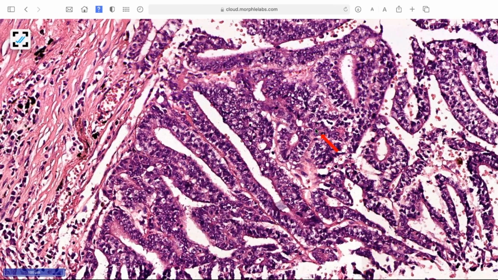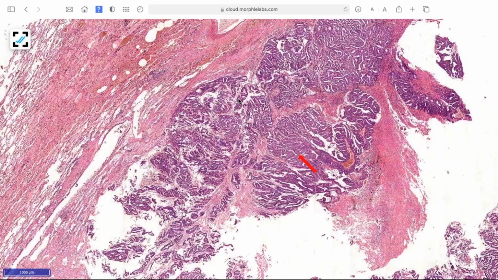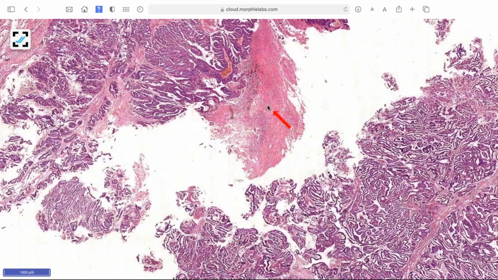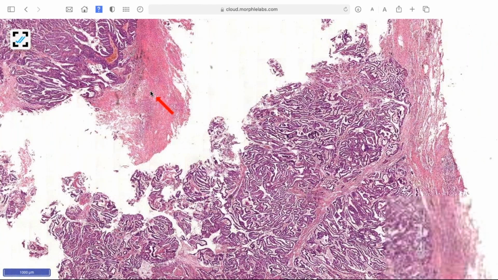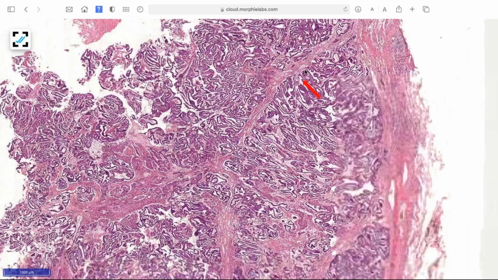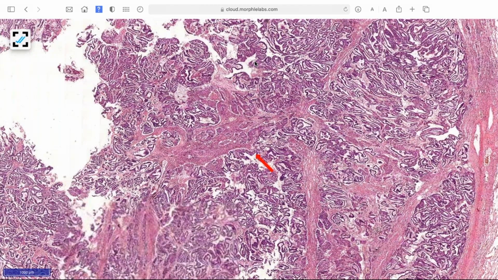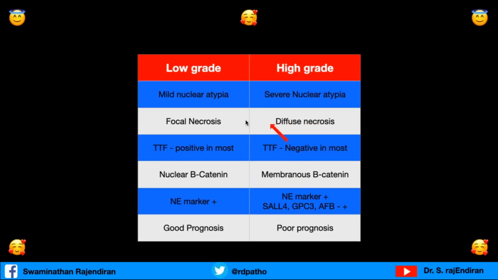Okay, in the medium power, you can scan. Some amount of necrosis is here, maybe from a previous biopsy, but no extensive necrosis. Some focal necrosis is there, no extensive necrosis. Whereas in high grade, it will be diffuse necrosis. 50% of the time TTF will be negative, and importantly, beta catenin will show membranous positivity.